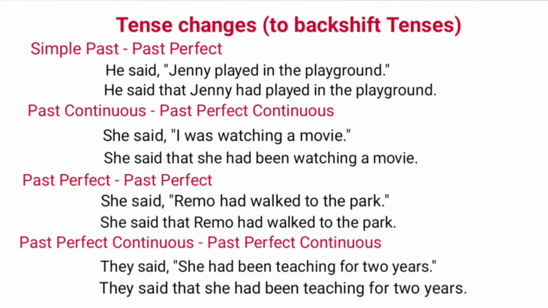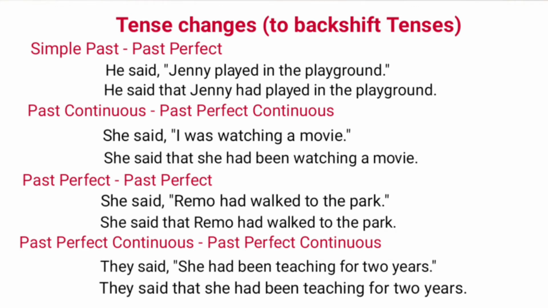Next, past continuous into past perfect continuous. Example, she said, "I was watching a movie." She said that she had been watching a movie. Here, was watching is converted into had been watching. Next, past perfect tense. There is no change in this tense. Example, she said, "Remo had walked to the park." She said that Remo had walked to the park. Here, had walked remains same in both the speeches.